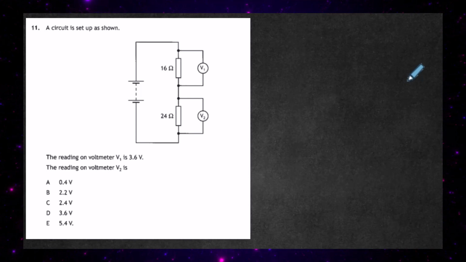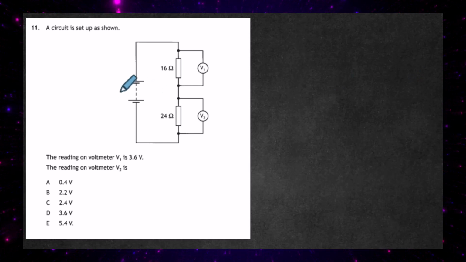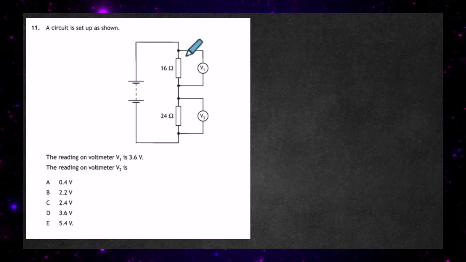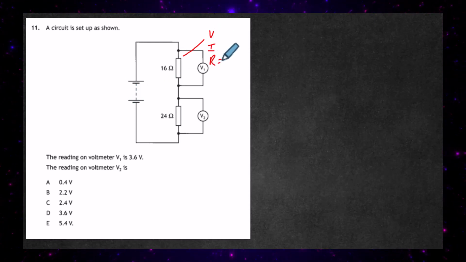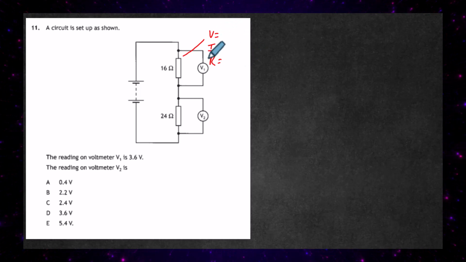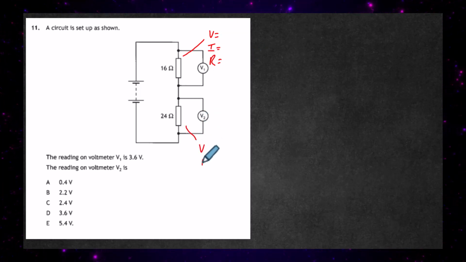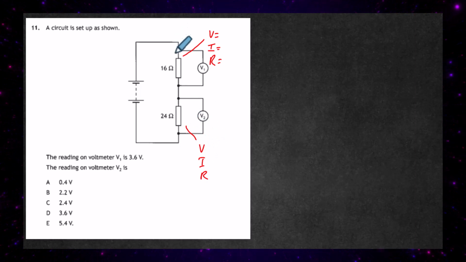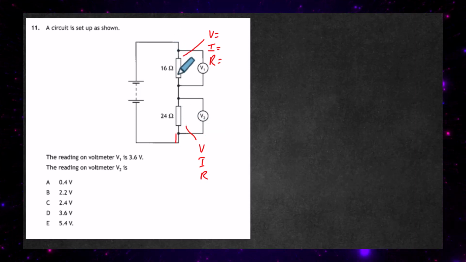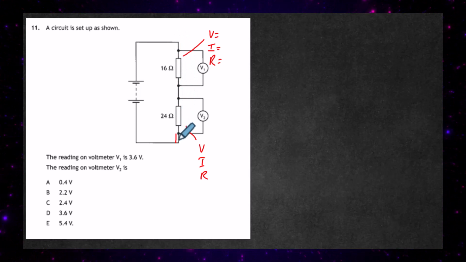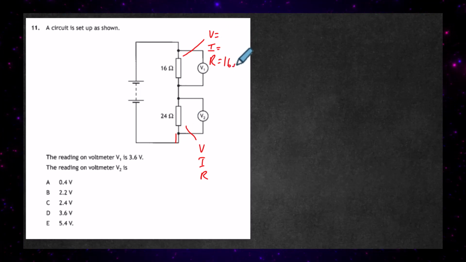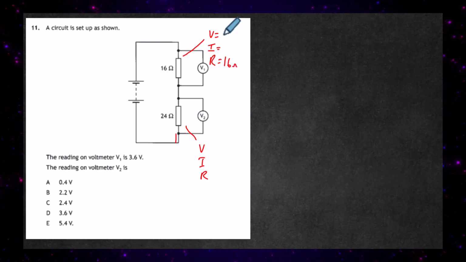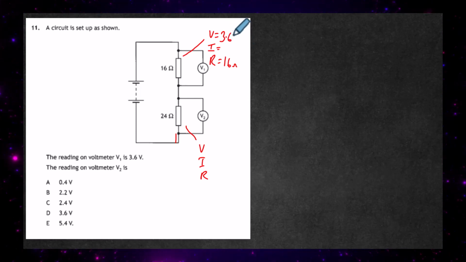In all these circuits there's a technique. There is a formula, but what we should do is rely on our knowledge of what's happening in the circuit. We don't know the voltage of the source, so we take each resistor in turn and fill in everything we know about it: V, I and R. We do the same with this other resistor. Since it's a series circuit, the current through the 16 ohm resistor is exactly the same as the current through the 24 ohm resistor. The resistance here is 16 ohms and the voltage is 3.6 volts, as we're told in the question.